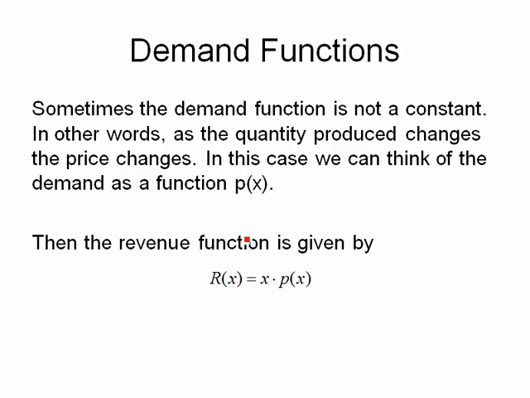Then our revenue function is given by R of x, which is x times that demand function. So before we had it as x times P, now we'll just think of it as x times P of x. But it's still the number of units multiplied by the price.